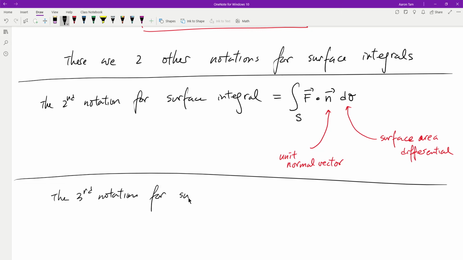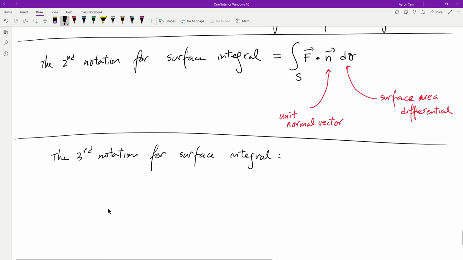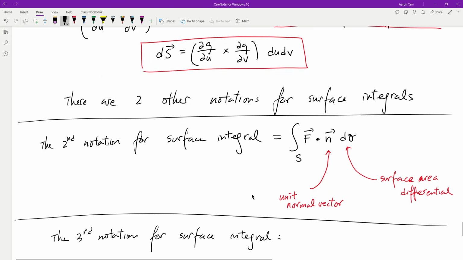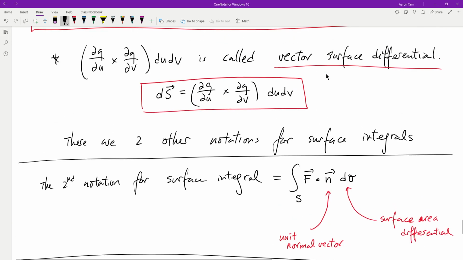The third notation for surface integral is actually equal to this. And I need room, so I'm going to write on the next line. It's the integral over S of vector f dot d vector S, and I'm sorry, this is actually a vector, so I'm going to have to write that here. d vector S is called the vector surface differential. It's a vector. That's in the word.